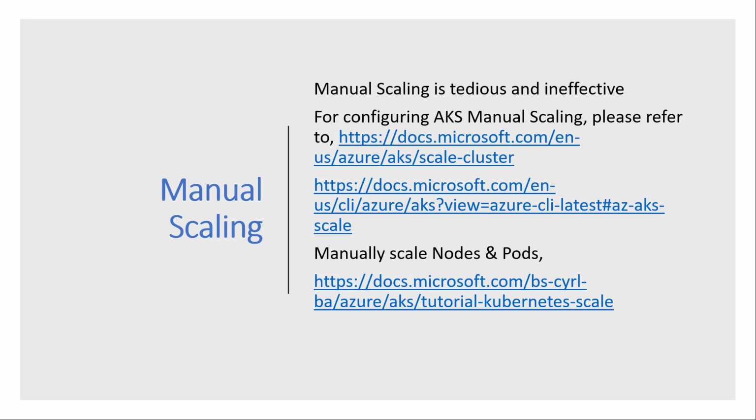Manual scaling, as I mentioned, is tedious and ineffective. You could configure it by the links that I have given you. You could actually do it in the GUI. You can just slide the bar and change the number of nodes from 3 to 2 or 2 to 4, whatever you want, scale up or scale down.